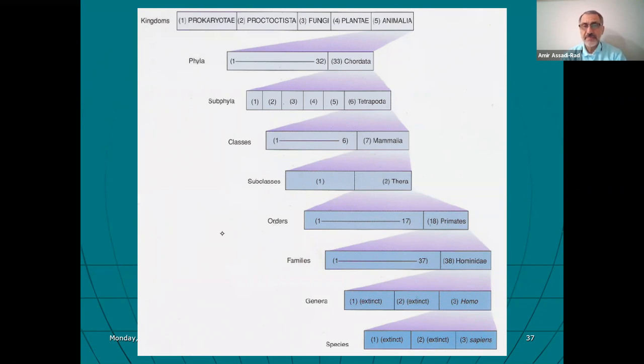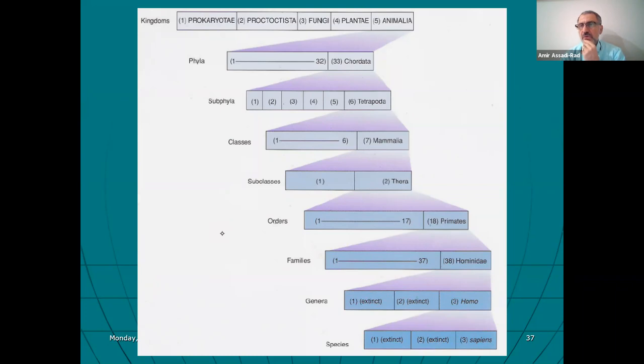Human is in class Mammalia, and subclass, again do not worry about it, Theria. And then order, Primates. Definitely you've heard about primates, the monkeys, they're primates. And then family Hominidae. Genus is singular, genera is plural, phylum is singular, phyla is plural. So there are 3 genera in Hominidae.